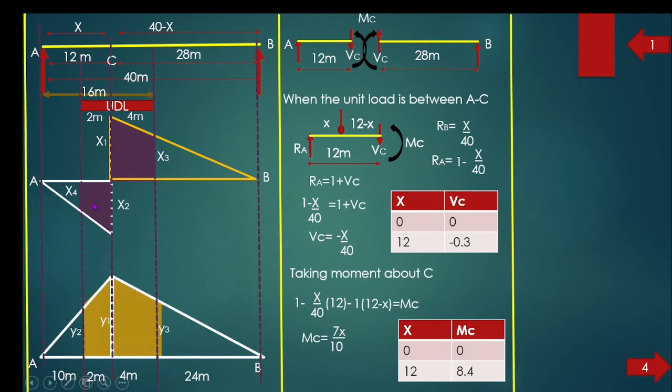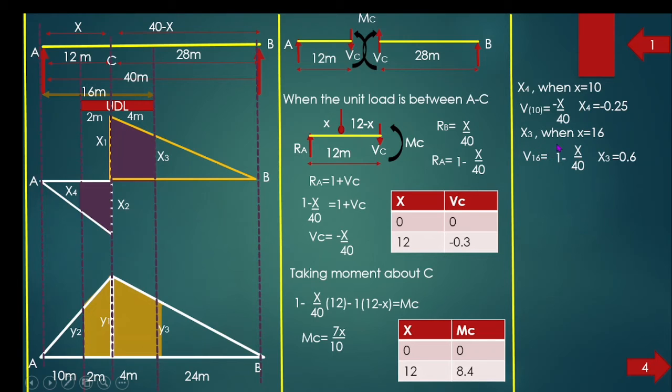So for example, in this case, when x is 4, we have to calculate this ordinate. So to calculate this ordinate is when x is at 10 meters. Remember, it's when x is at 10 meters. So we apply this equation to get the value of that ordinate. We have to substitute in this equation because this coordinate is in between A and C. So to get that, it is negative x over 40. We get the value at that point as, sorry, negative 0.25.